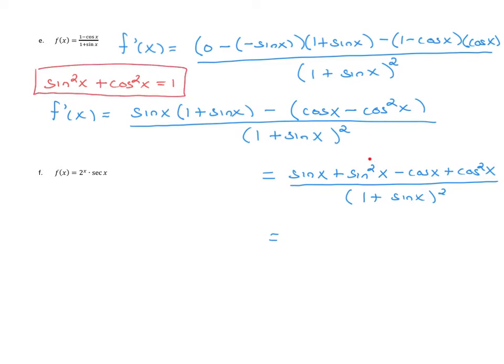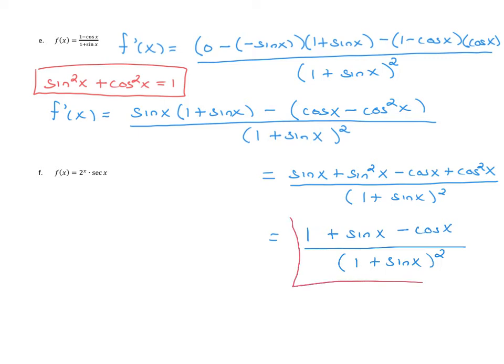This means I can replace sine squared plus cosine squared with 1. The numerator is really equal to 1, which comes from sine squared plus cosine squared, plus sine of x minus cosine of x, all divided by 1 plus sine of x squared. I don't really want to go any further with that one. This is good enough.